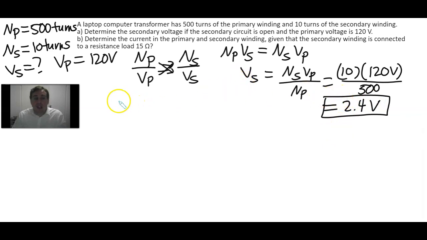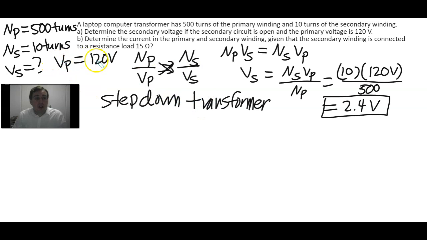So this is definitely a step down transformer because we step the voltage down from 120 volts to 2.4 volts. Furthermore, we step the number of turns down from 500 to 10 turns. Okay, let's look at part B.